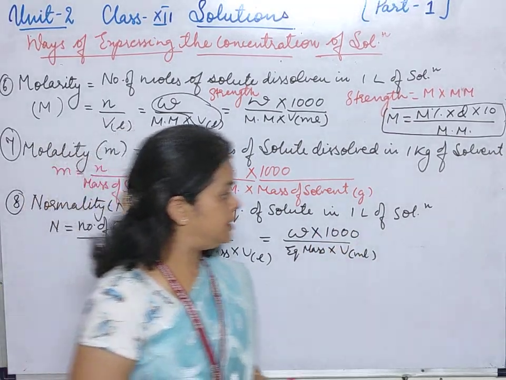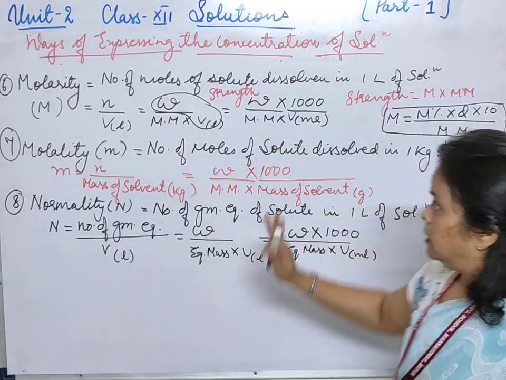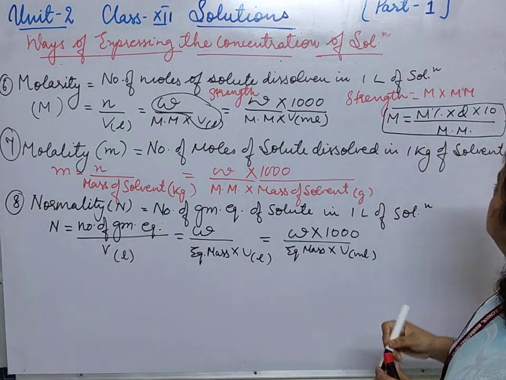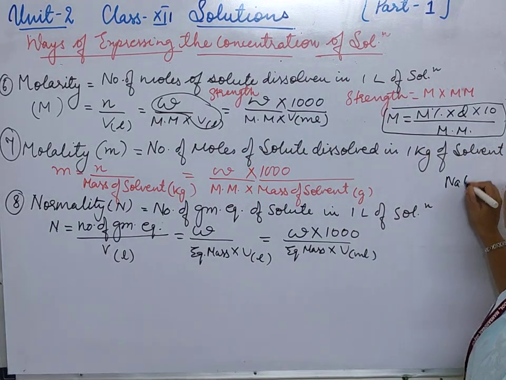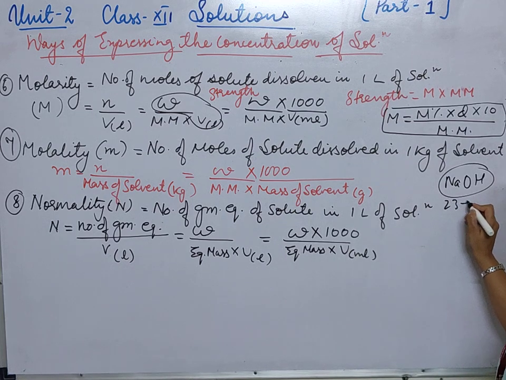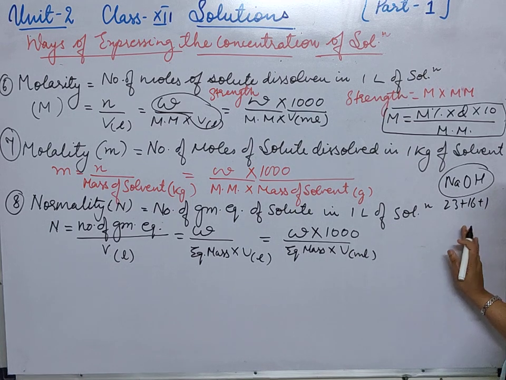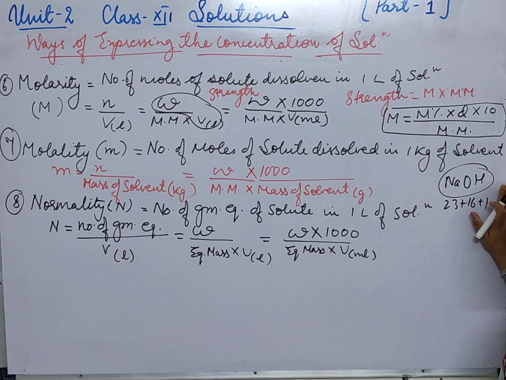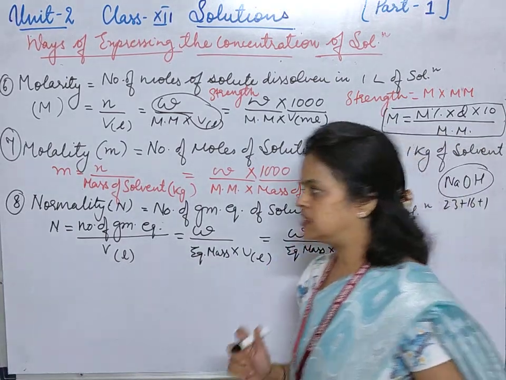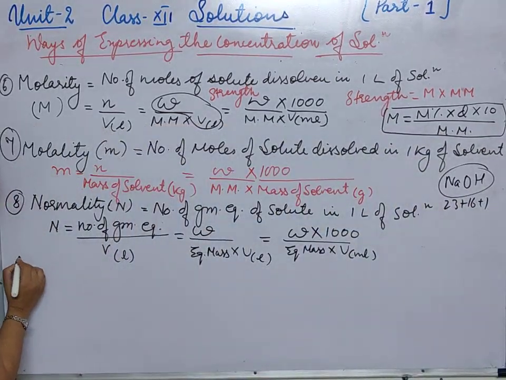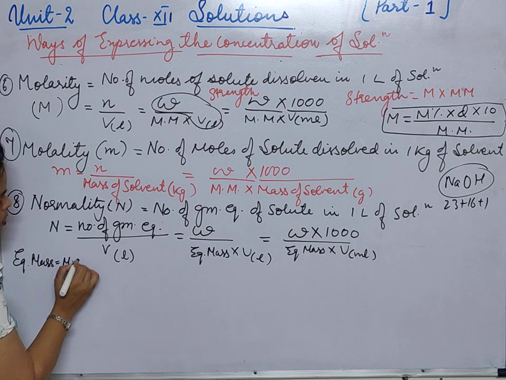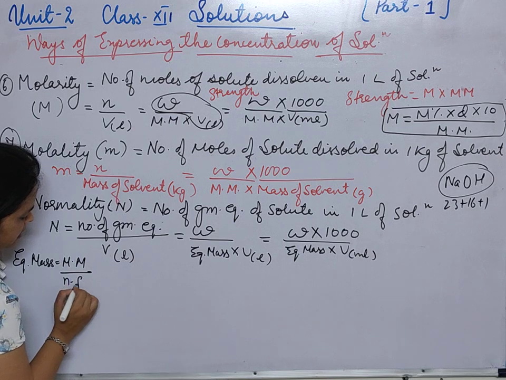Okay. Now students, see here, everybody can find out the molar mass. Suppose here I am talking about NaOH, so I know how I will calculate its molar mass: 23 plus 16 plus 1. So it will give me the molar mass of NaOH. I can easily calculate. But how to find out this equivalent mass? There is a formula. Equivalent mass is equal to molar mass divided by N factor.